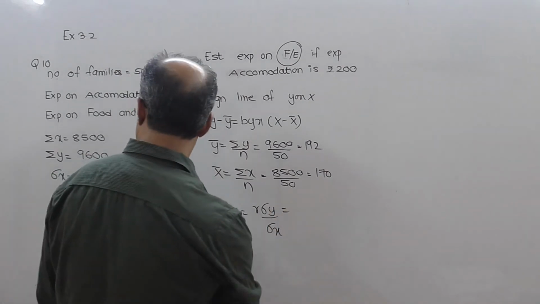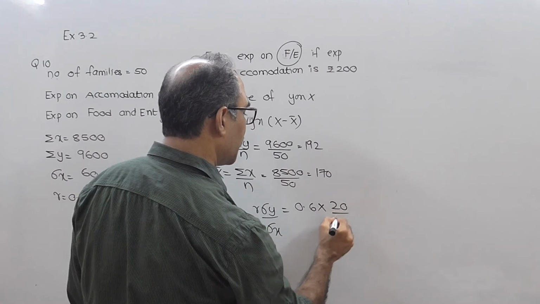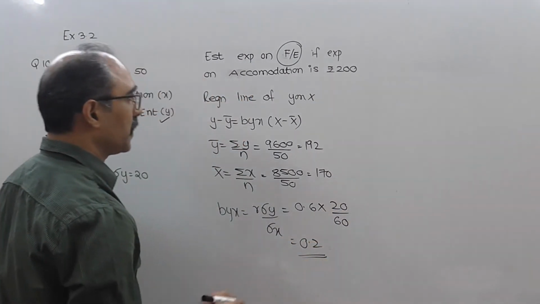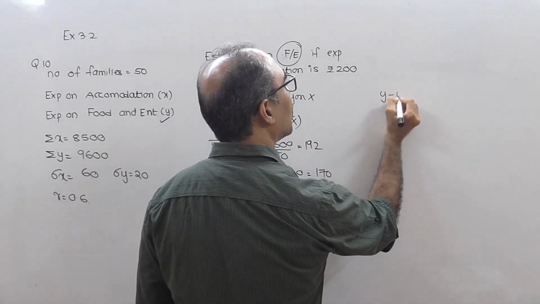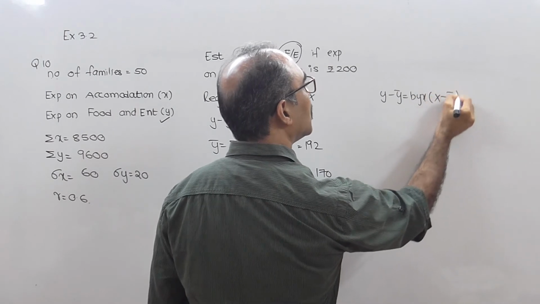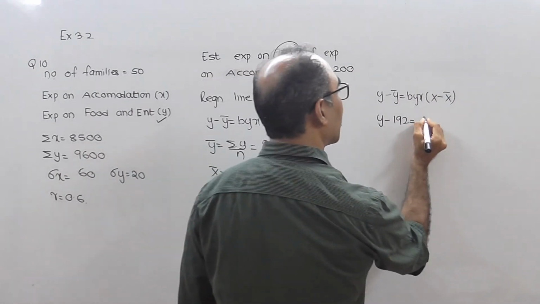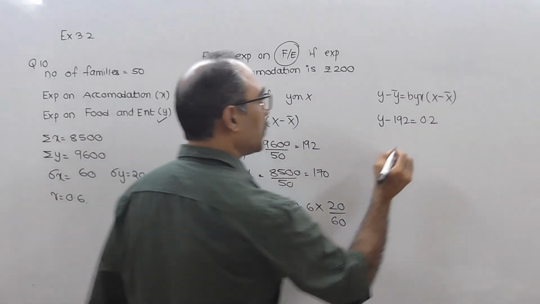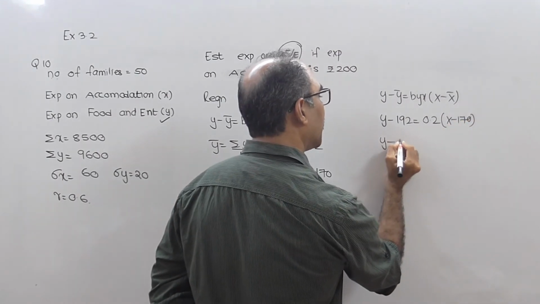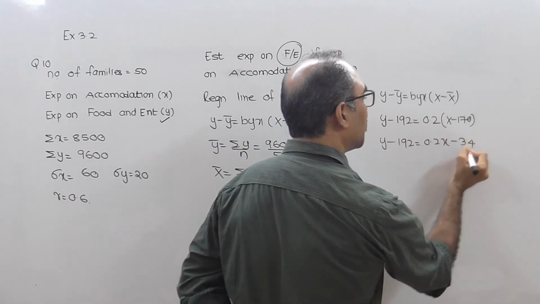r is given as 0.6 multiplied by standard deviation of y, which is 20, and standard deviation of x, which is 60, therefore the answer will be 0.2. Now I will say that y minus y bar equals byx into x minus x bar. What is y bar? 192. What is byx? 0.2. x bar is 170. We get y minus 192 equals 0.2x minus 34.